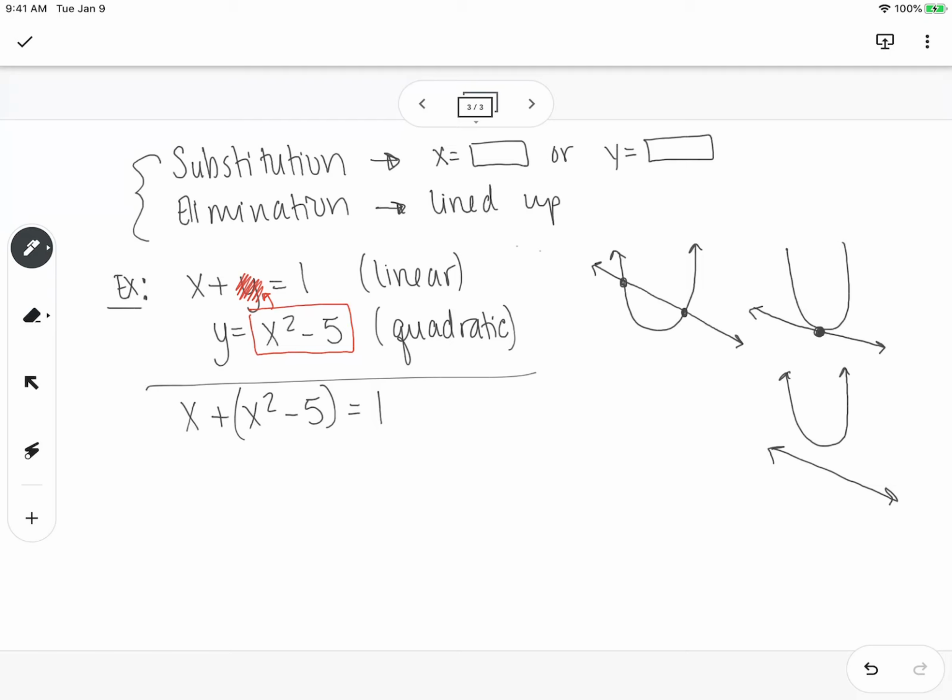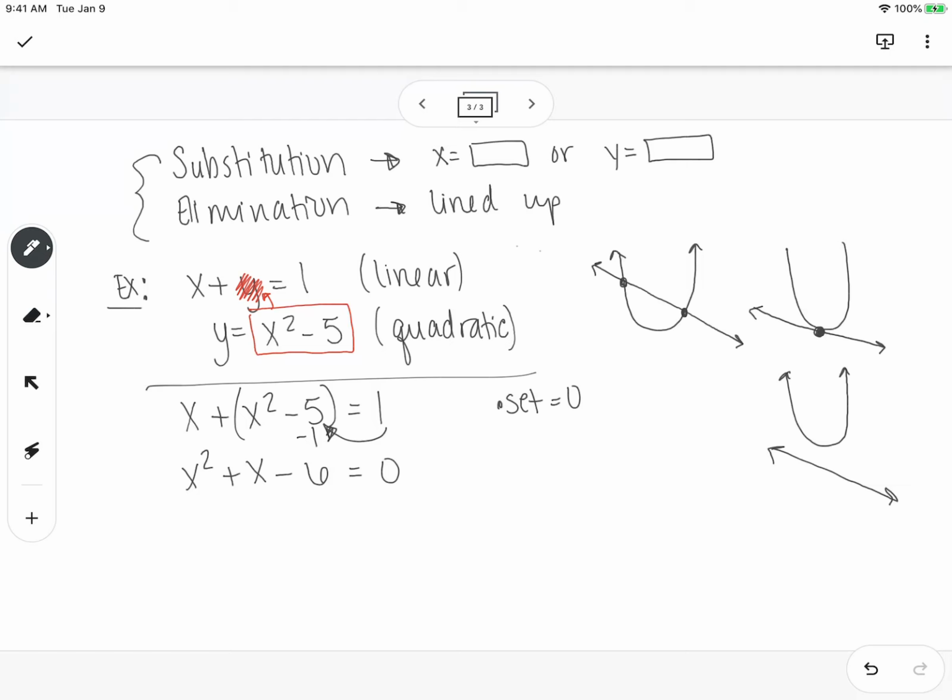So I need to set this thing equal to 0 if I'm choosing to factor it or to use the quadratic formula. And I've got to put it in standard form too. So x squared has to come first, plus my x, and when I move my 1 over, this gives me negative 6. You with me? All right, then I think I can factor this.